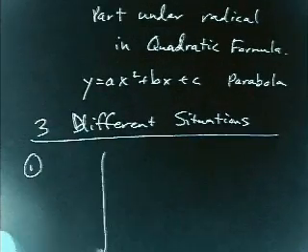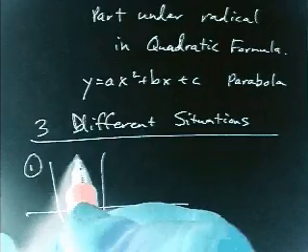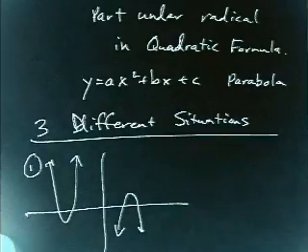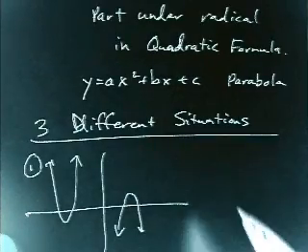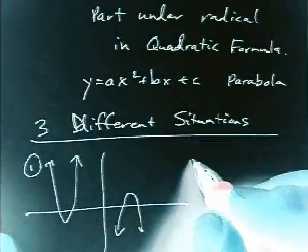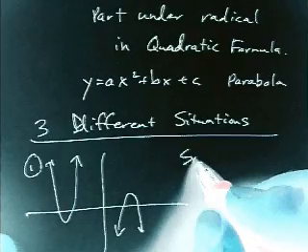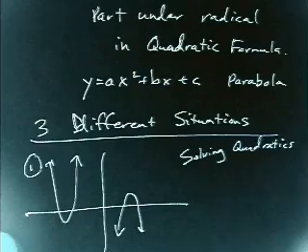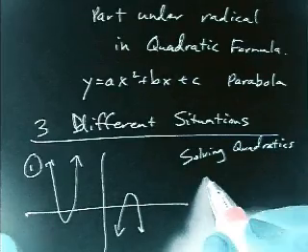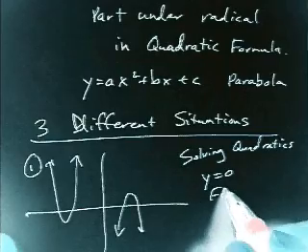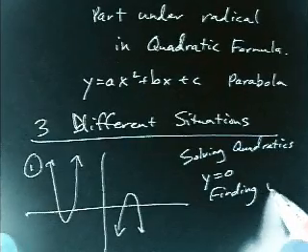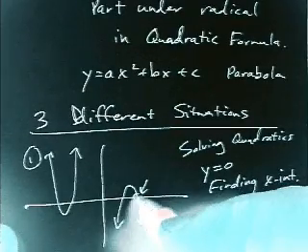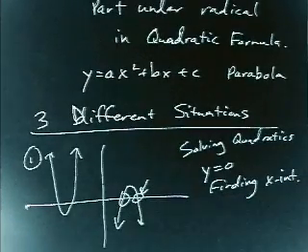Okay, the first situation. A parabola can cut through the x-axis twice. Keep in mind, when you are solving equations, solving quadratics, remember I kept saying to you, set it equal to 0? Well, keep that in mind. When y equals 0, you are really finding x-intercepts. So we are looking for these locations where it crosses the x-axis.